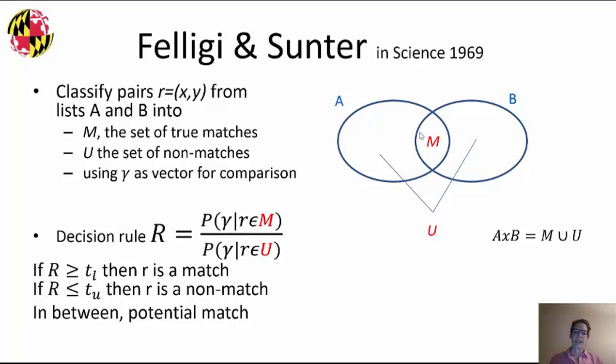Then there's a decision rule where we look at the probability of the vector of covariates given that there's a true match, over the probability of the vector of covariates given that this particular pair is not a true match. If that ratio is larger than a set threshold, it's considered a match. If it's smaller than that set threshold, it's considered a non-match.